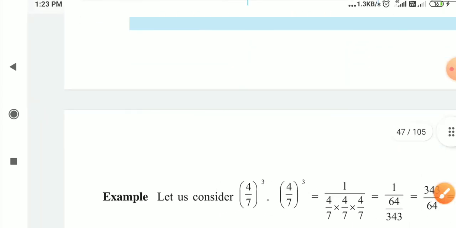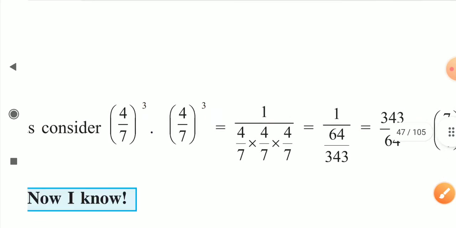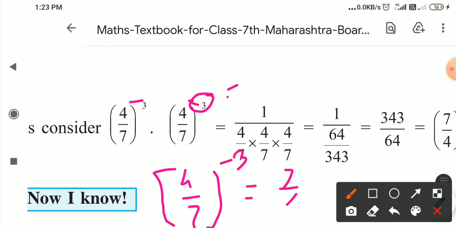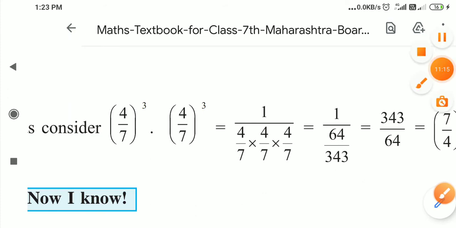And if a bigger number is there, here it is minus, just see your textbook. So 1 upon 4 by 3 into 4 by 3. If the index is negative, the answer is directly 4 upon 7 raised to minus 3 is equal to 7 upon 4 raised to 3. Clear? This is the answer. Okay. Now we will see what is given forward.